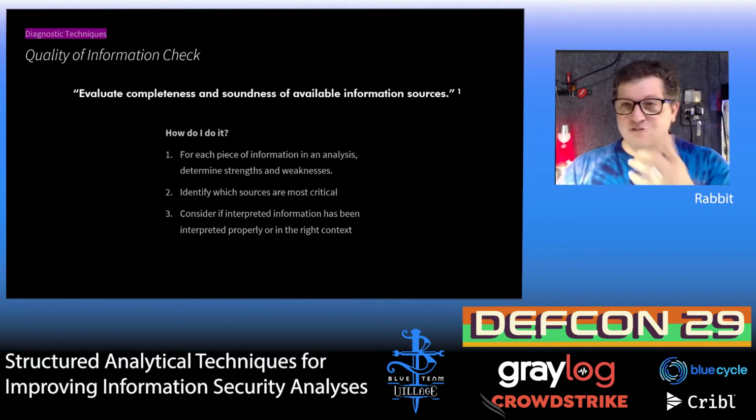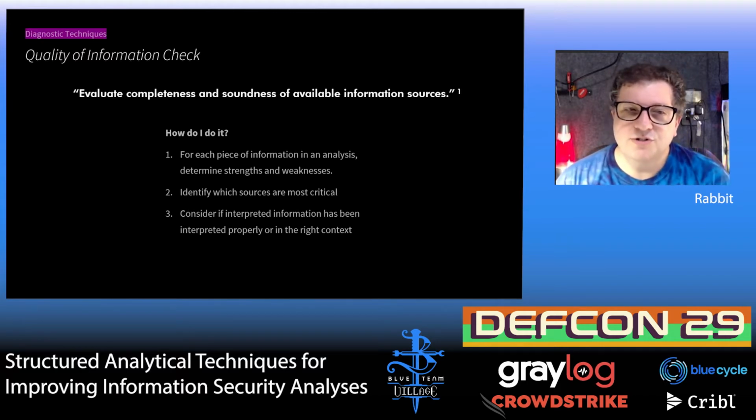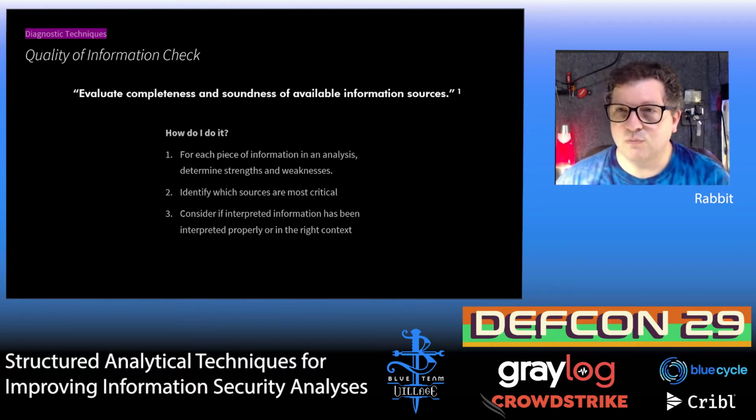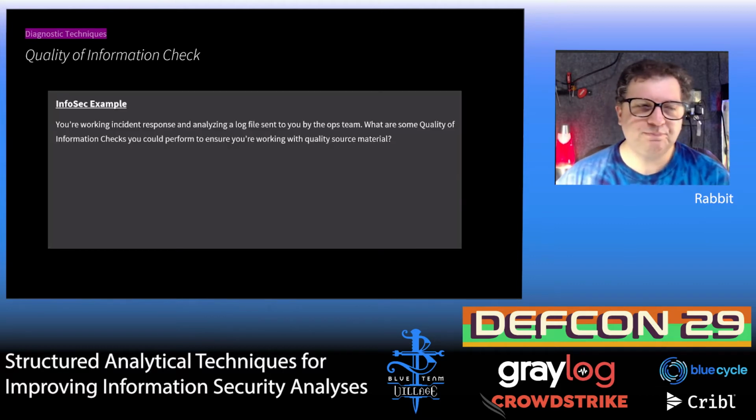So it's pretty easy to do. All you do is take each piece of information you're basing your assumption or conclusion on, identify which of them are critical to that result, and then consider if it involves interpreted information, has that been interpreted in the right context or with a complete understanding of how that should properly be interpreted.